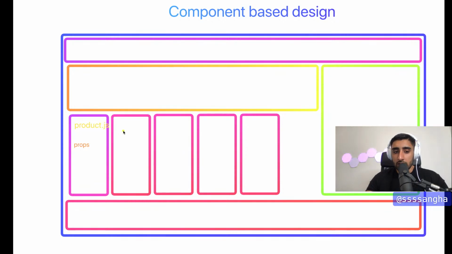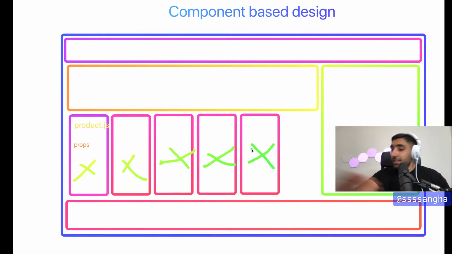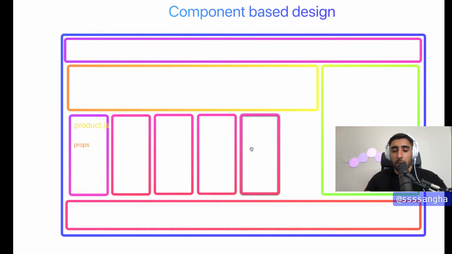If you write the product once and you just customize it with different props, then if I change the styling of this one product.js or product.css, it's going to change it to this one, and this one, and this one. And across the entire website where we use product.js, it will get changed. So you can see there's immediate power there, right?